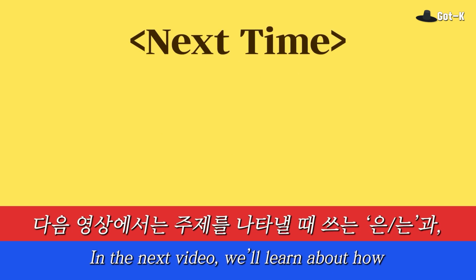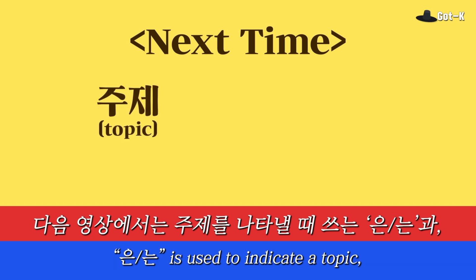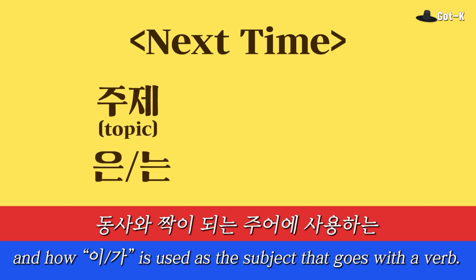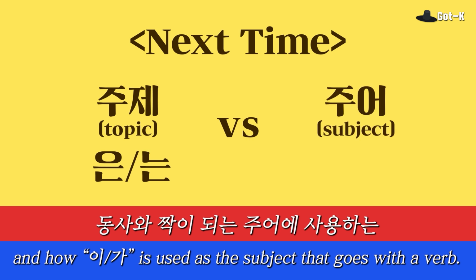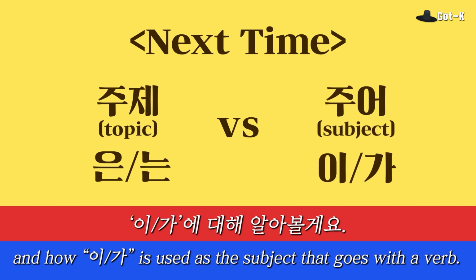In the next video, we'll learn about how 은는 is used to indicate a topic and how 이가 is used as the subject that goes with a verb.